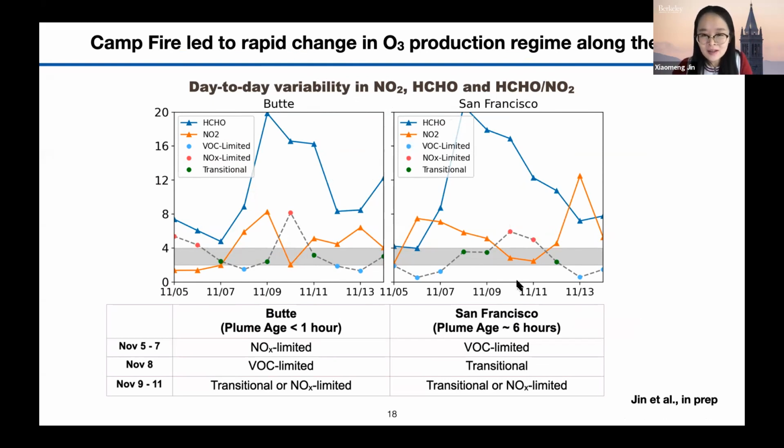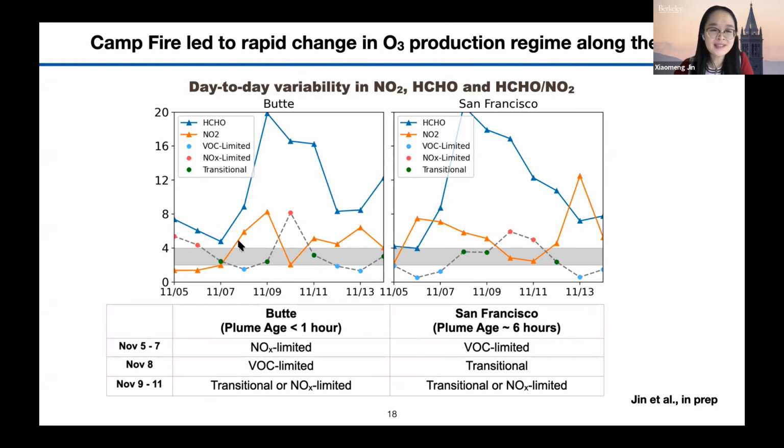So before the fires, the ozone production in San Francisco is VOC limited, which is typical for urban areas in November. And in Butte, the ozone formation is NOx limited before the fire, where there is little anthropogenic NOx emissions. And on the day with fire, we found that there is a large increase of both NO2 and formaldehyde in Butte County. And the increase of NO2 is larger than the increase of formaldehyde, which as a result leads to the regime transition from the NOx limited regime to the VOC limited regime.